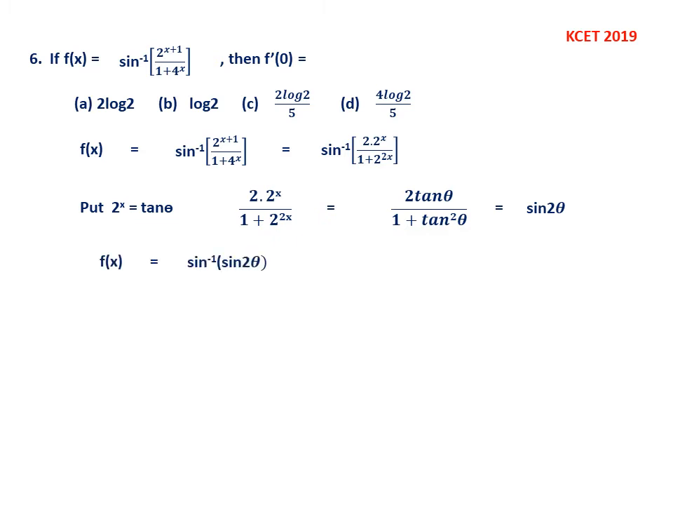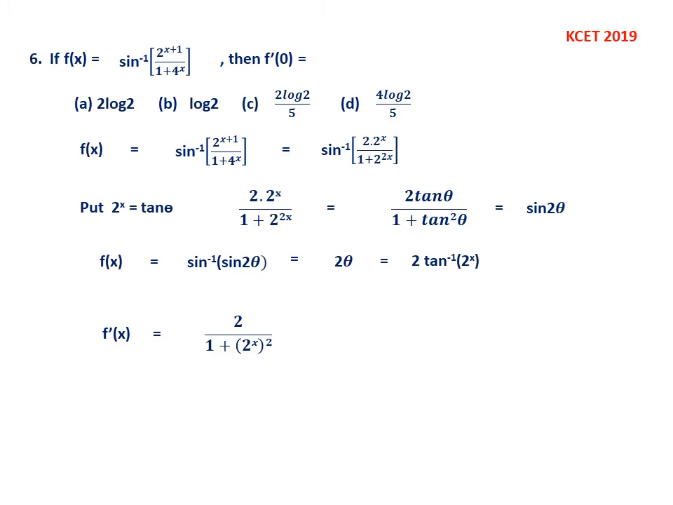Therefore f of x can now be written as sine inverse of sine 2 theta, because 2 into 2 power x by 1 plus 2 power 2x is sine 2 theta. Therefore this will be equal to 2 theta. But what is theta now? It is tan inverse 2 power x. Therefore 2 into tan inverse 2 power x. Now we have to differentiate this. It is very simple now. f dash x will be equal to 2 divided by 1 plus (2 power x) to the power 2.